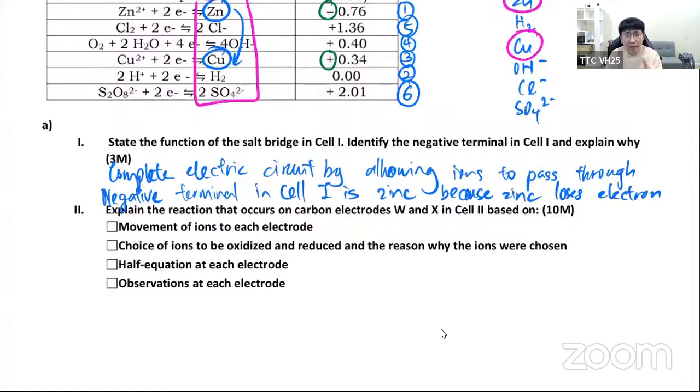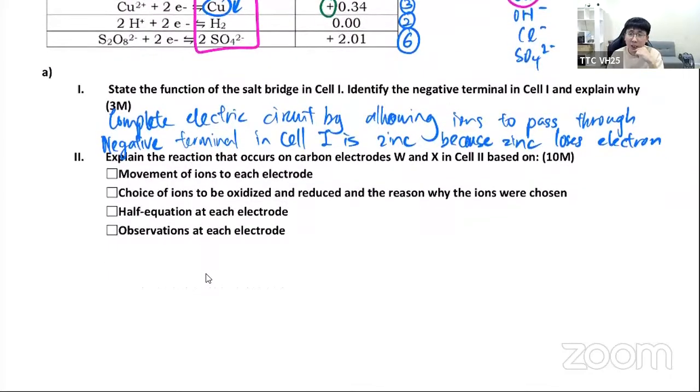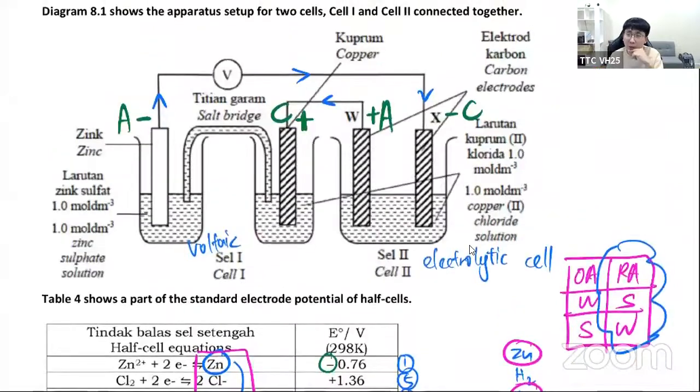Okay, and moving on, explain the reaction occurring in W and X based on movement of ions to each electrode, choice of ions to be oxidized and reduced, half equation at each electrode, and observation at each electrode. So technically, what is cell 2 doing? W and X, it is actually doing a simple electrolysis. But we can actually look at the solution first. What is the solution we have for cell 2?